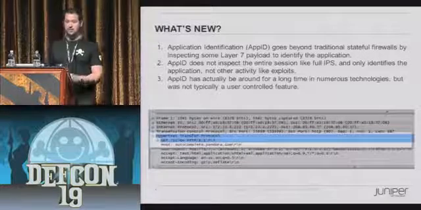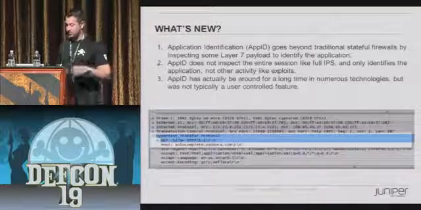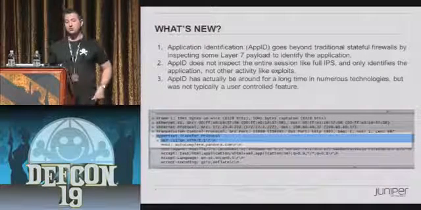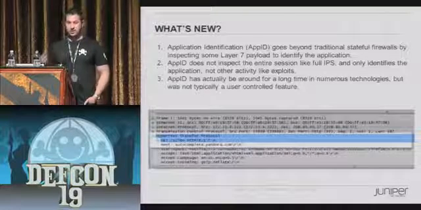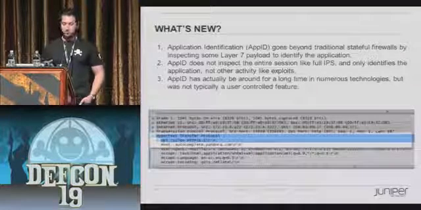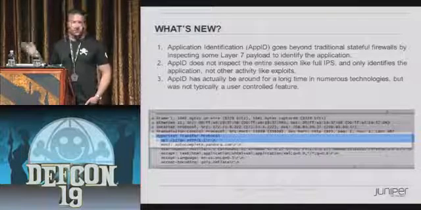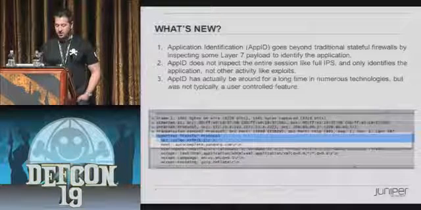As I mentioned, App ID's purpose is to detect applications, not exploits. And really, it's been around for quite a while. It's been used in traditional IPS products so that they could do port-agnostic detection. So you could have HTTP running over port 493 or any port, and it would still be able to apply the detection.